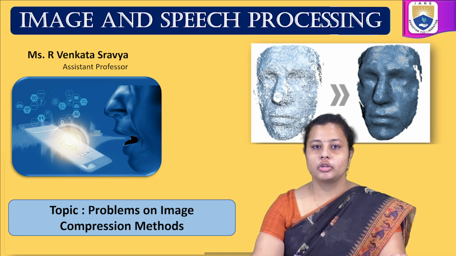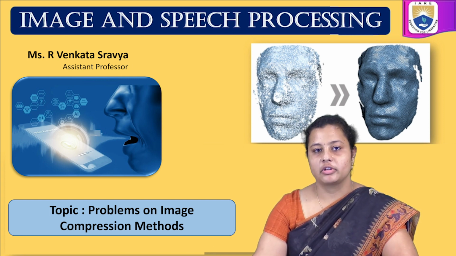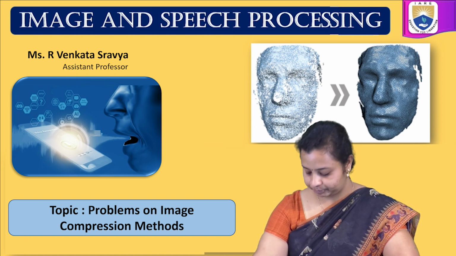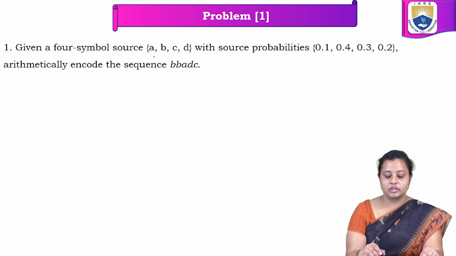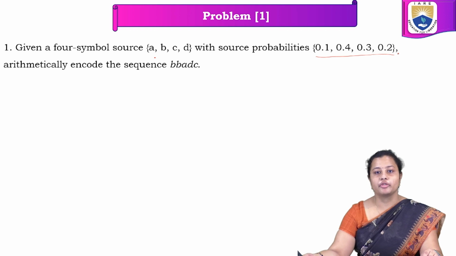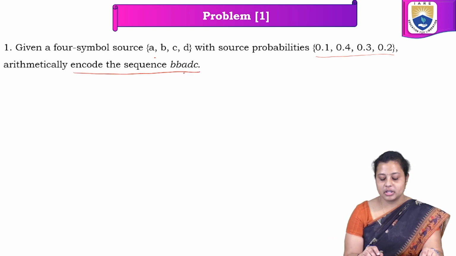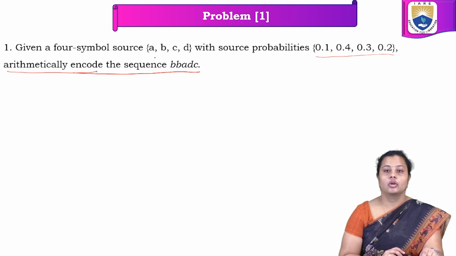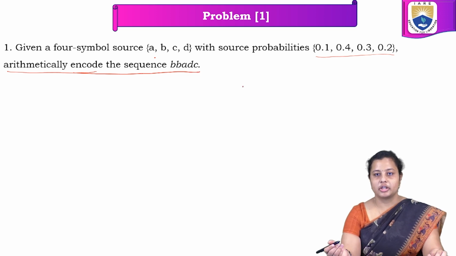So in today's video lecture, we will look at problems on the compression methods that exist in this topic, and we will try to solve them using the various methods, right? So let's go for the first problem. We have a 4-symbol source A, B, C, D, with probabilities of 0.1, 0.4, 0.3, and 0.2, right? We are going to encode the sequence BBADC using arithmetic coding. So using the arithmetic coding technique, we are trying to code this sequence.